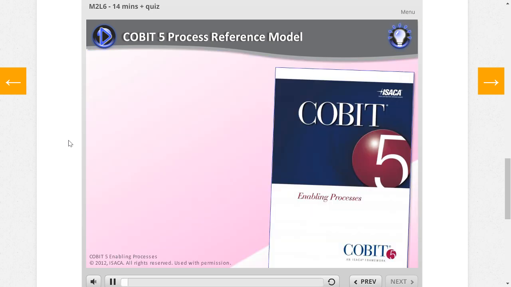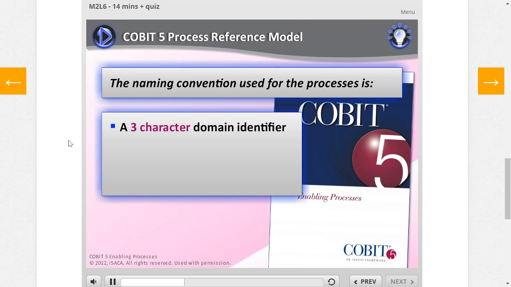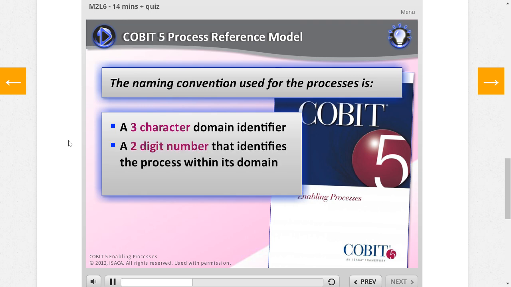The details of individual processes are not within the scope of this course, but you do need to know the names of the processes and the domain they sit in. The naming convention used for the processes is a 3-character domain identifier, a 2-digit number that identifies the process within its domain, and text describing the process. For example, BAI 09, Manage Assets.